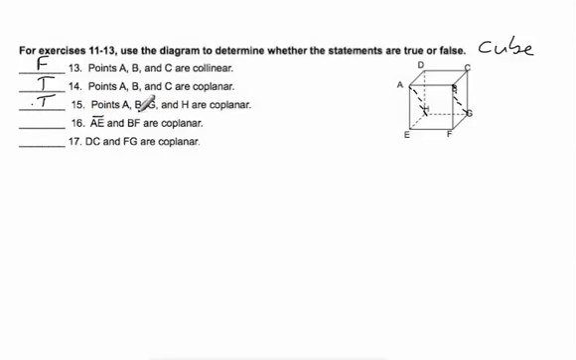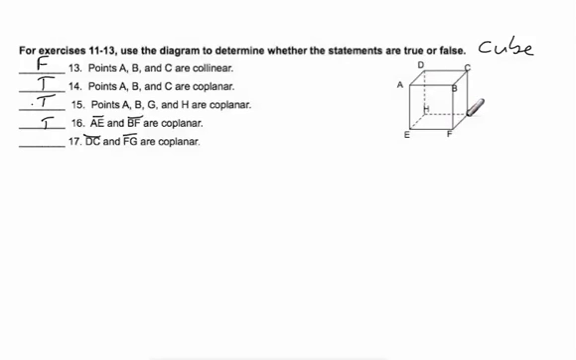Now, AE and BF are coplanar. They're a little lazy here. We need to put some segment marks on top of here. Segment AE and segment BF are coplanar. Yes. On this face of the cube, it's representative of a plane that continues on forever. Segment AB and segment BF are both coplanar. That's true.